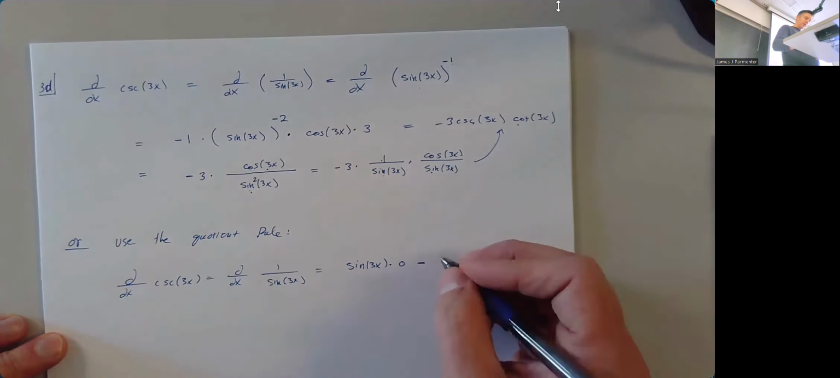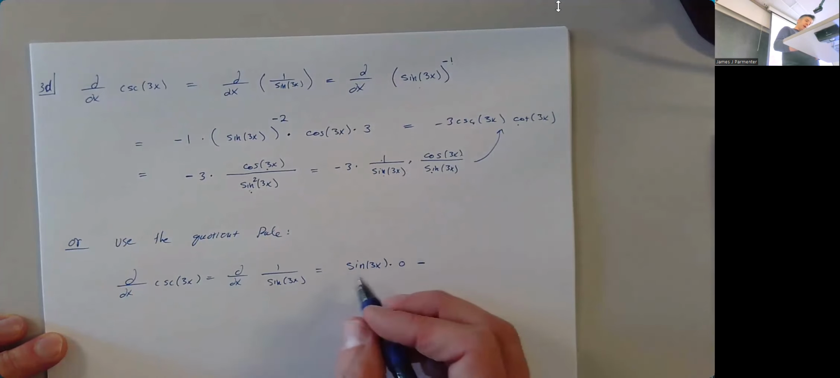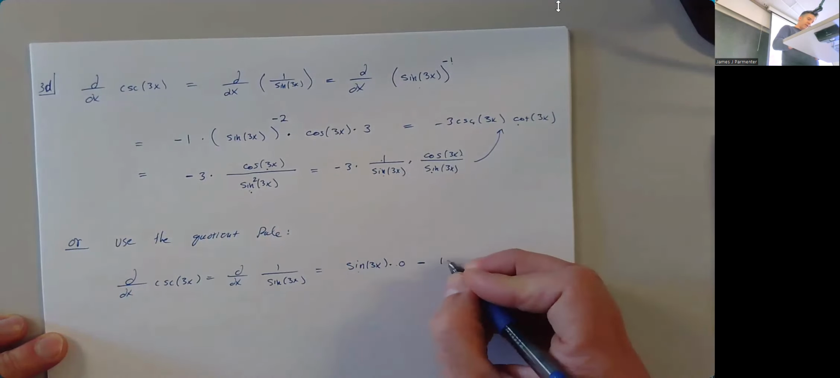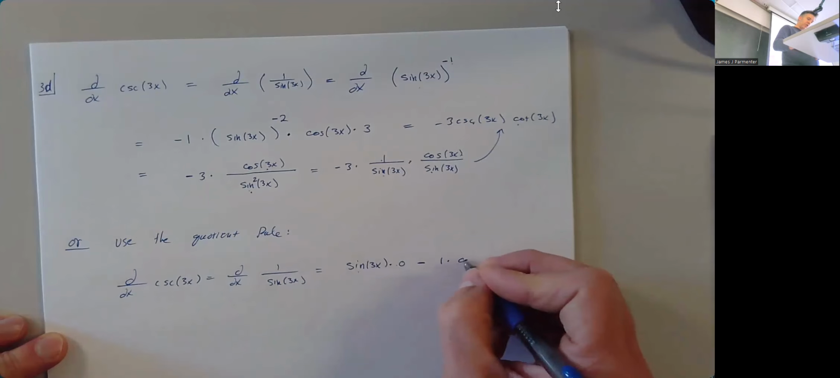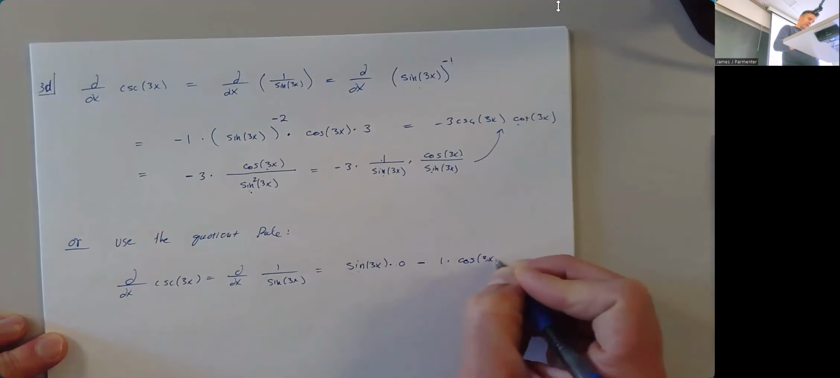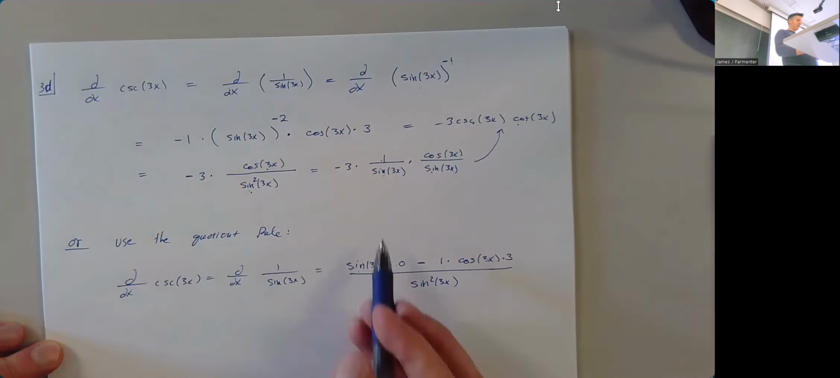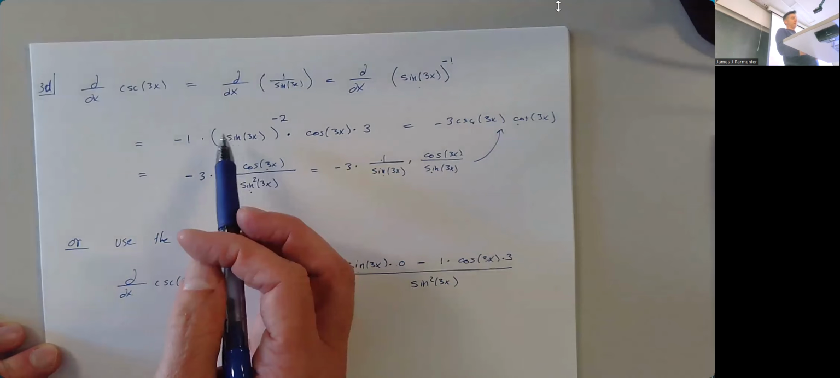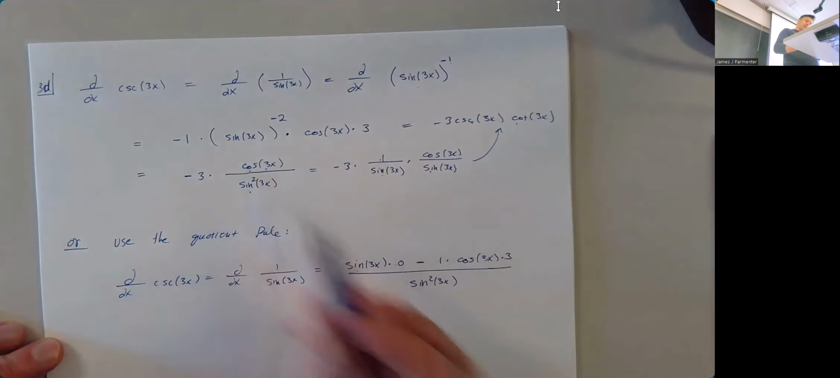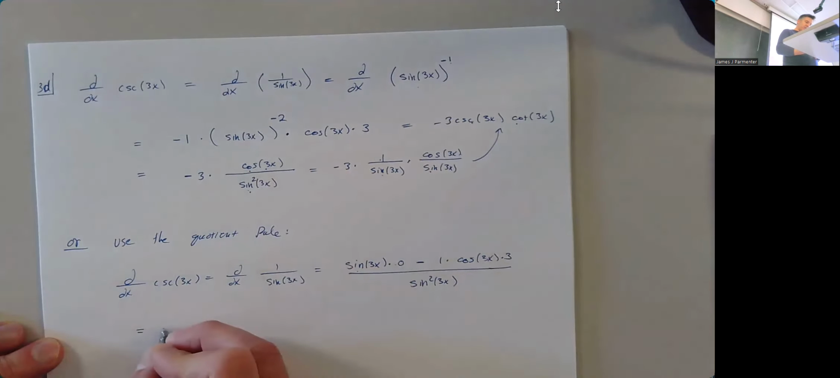Minus the, what? I forgot what it's doing. Bottom times the derivative of the top minus top times the derivative of the bottom, which is cosine of 3x times 3, all divided by the denominator squared. And look, we're exactly in the same spot we were here. Well, almost exactly. More like here, I guess. We've exactly gotten to -3 times cosine of 3x divided by sine squared of 3x.